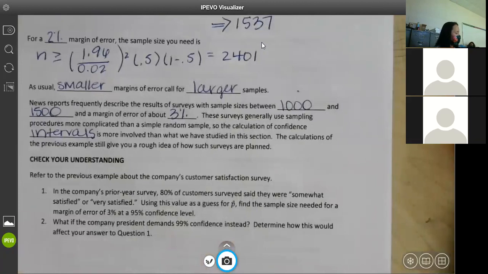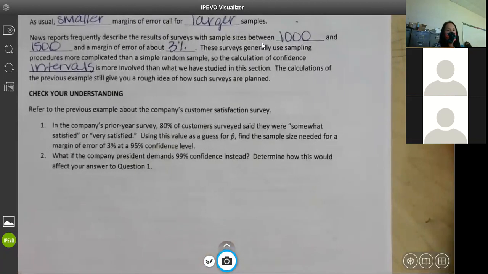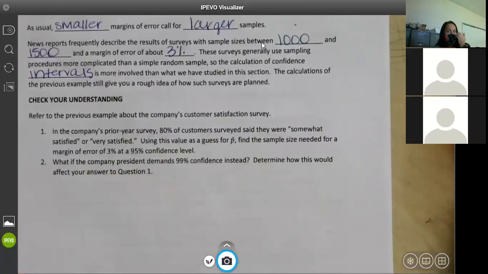So we're going to check our understanding and then we're done. Okay, this is it. In the company's prior year survey, 80% of customers surveyed said that they were somewhat satisfied or very satisfied. Using this value as a guess for p-hat, find the sample size needed for a margin of error of 3% at a 95% confidence interval.